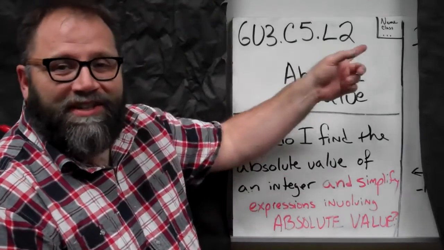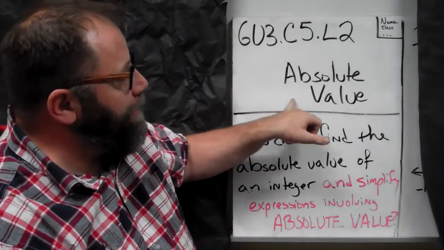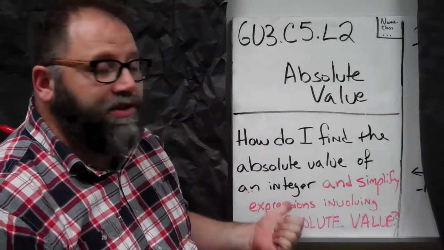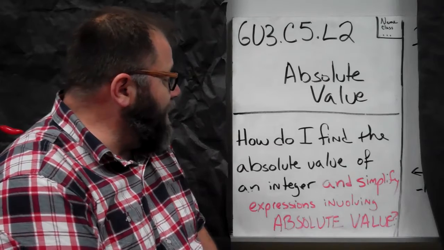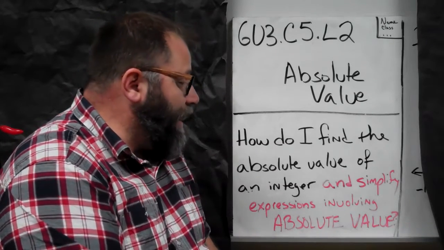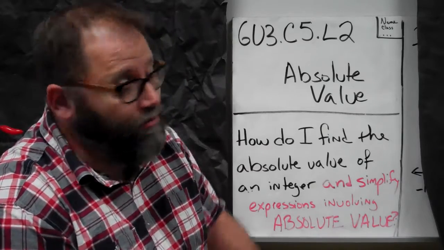All right, 6U3.C5.L2, get that down in your title topic. Absolute value in your title topic. Get your ownership corner done. Here is our essential question today. Oh, it's a big one. How do I find the absolute value of an integer and simplify expressions involving absolute value?